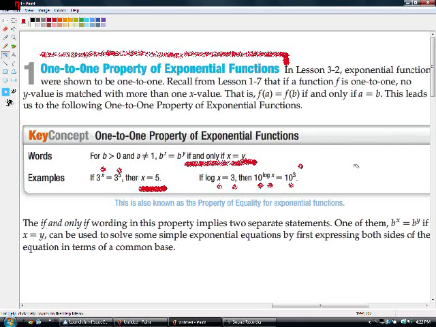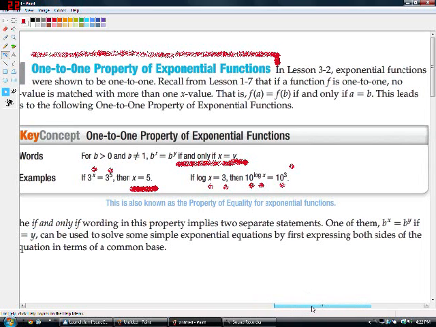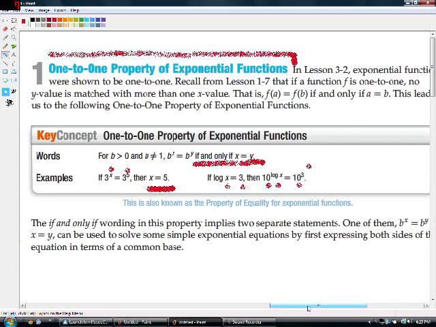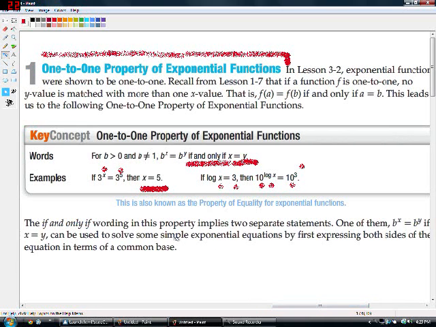That is very interesting, Steven. If we recall our log information that we've learned in the previous time that we've had Mrs. Sloan. Wow, I can use that now! Yes, we can! It's amazing! The if and only if wording in this property implies two separate statements. One of them, b to the x power equals b to the y power if x equals y, can be used to solve some simple exponential equations by first expressing both sides of the equation in terms of a common base. And we will show that with our next example.